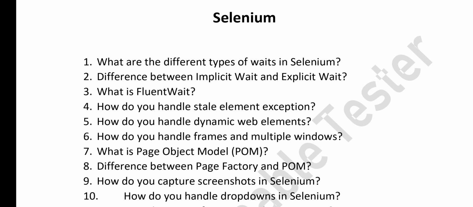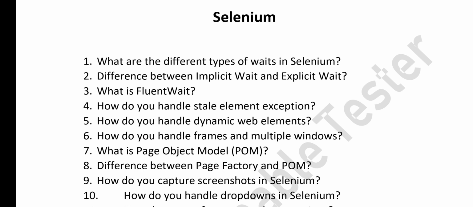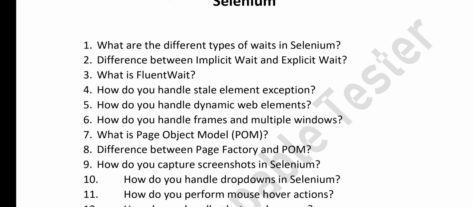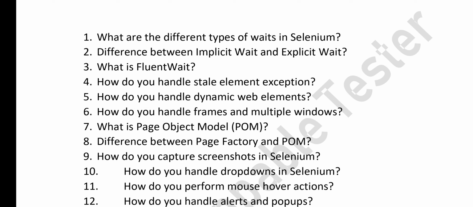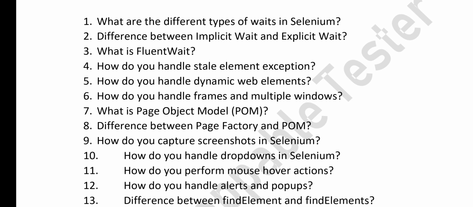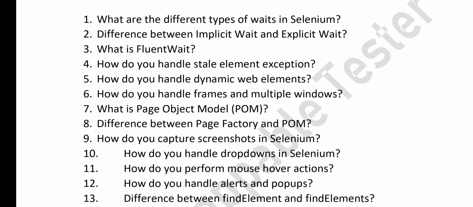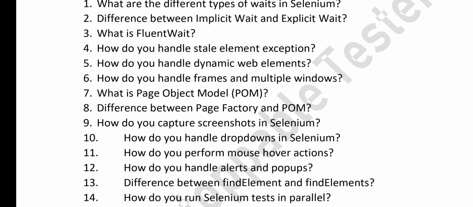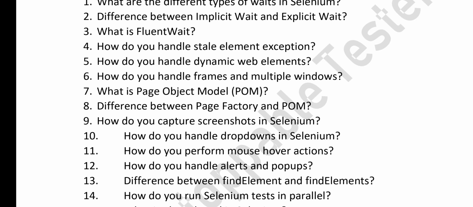The next set of questions are purely based on Selenium. What are the different types of waits in Selenium? What are the differences between implicit wait and explicit wait? What is fluent wait and why is it used? How do you handle stale element exception? How do you handle dynamic web elements? How do you handle frames and multiple windows?